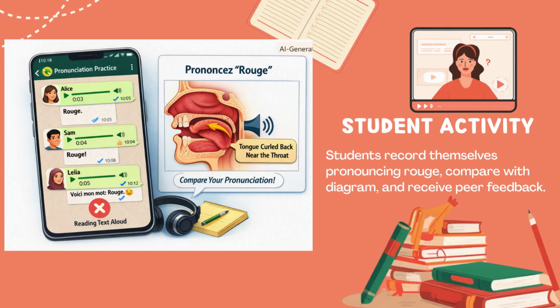Student activity. In this activity, we have on the left-hand side a WhatsApp chat with short voice notes. This demonstrates pair interaction and low bandwidth accessibility. On the right side, we have a diagram of tongue position, and this reinforces the modality principle of visual plus narration. Here again, students can be asked to listen to a pair's recording through the WhatsApp chat, to compare with the diagram, and to describe what they adjusted in their own articulation.